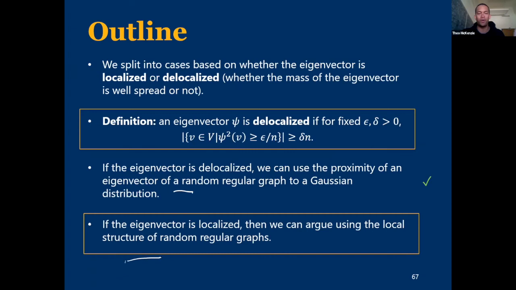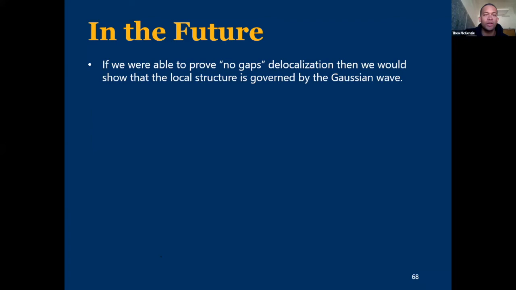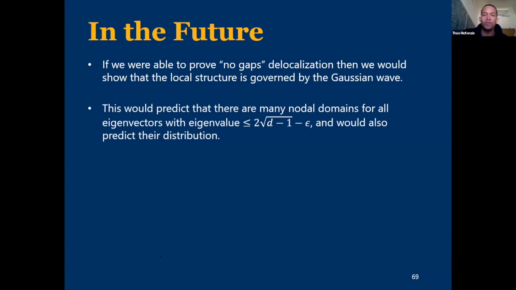If you have questions about that, let me know. Let me just say very briefly, if we can show delocalization for eigenvectors, then we wouldn't have to worry about the second step. So that would be very appealing. And that would imply the answer to the question that I said previously, that in fact, if I'm bounded away from the edge of my spectral measure, then there would be many nodal domains. And in fact, we would also be able to predict how many there would be.